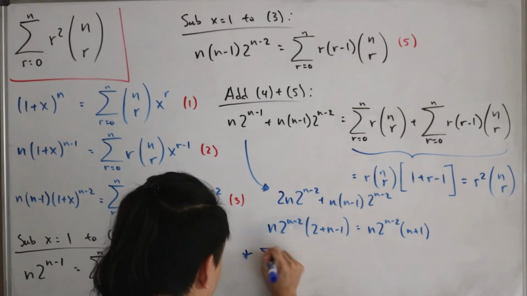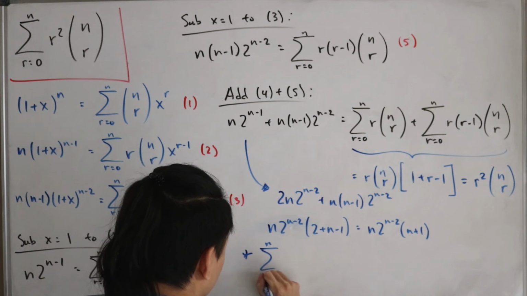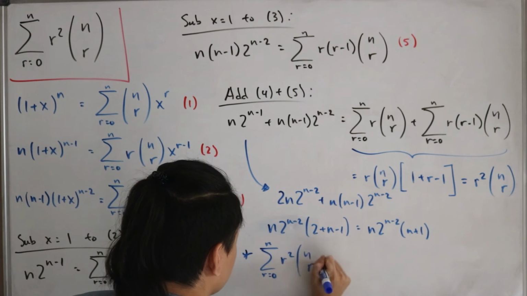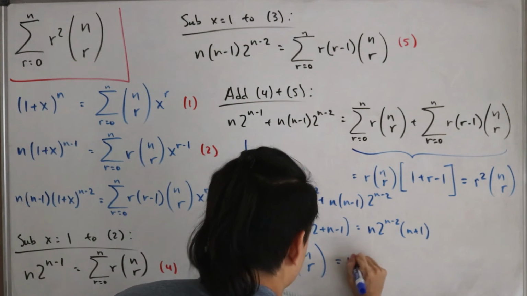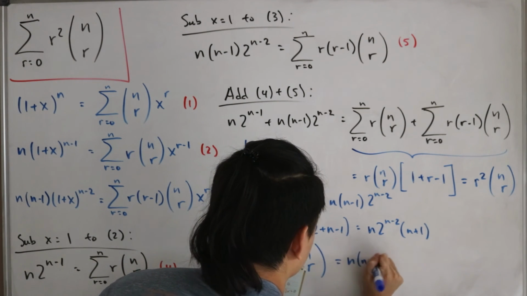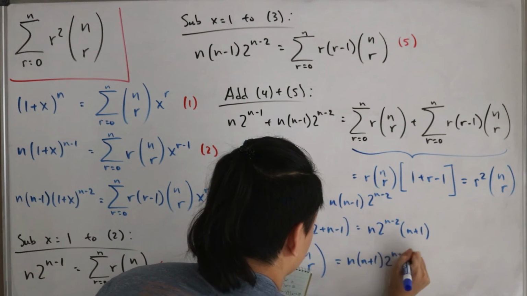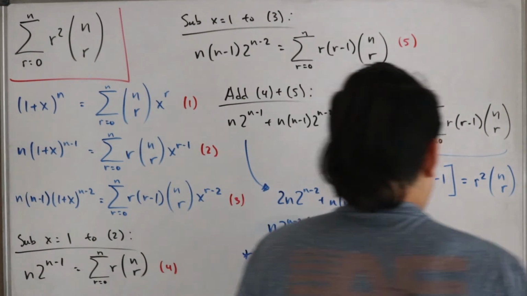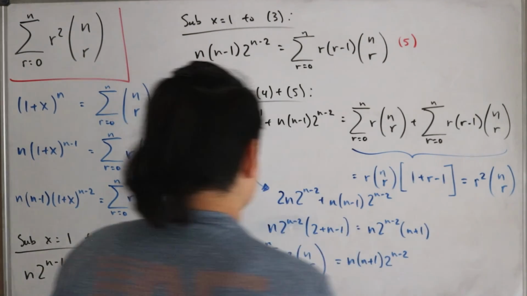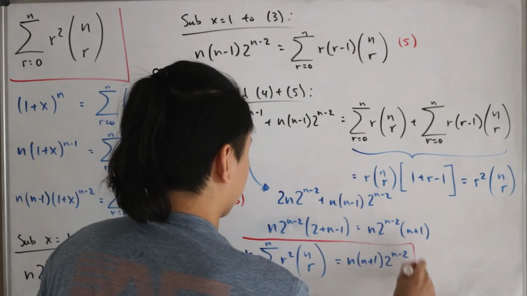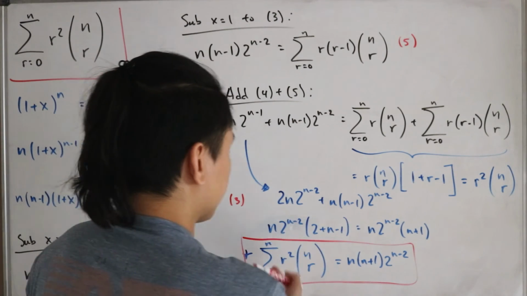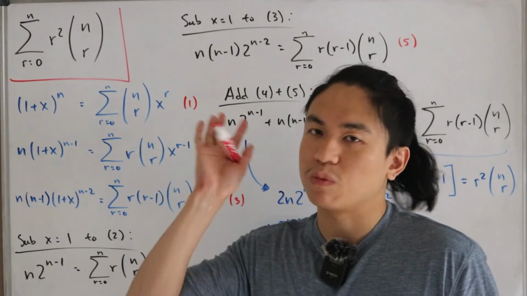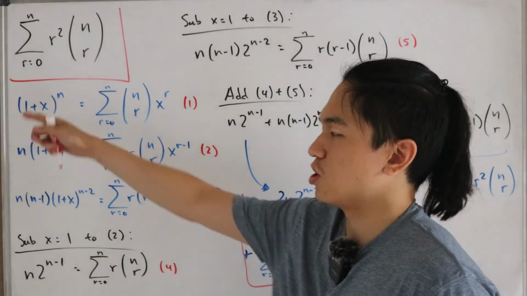Therefore, the sum from r equals 0 to n of r squared times n choose r is simply equal to n times n plus 1 times 2 to the power n minus 2. That completes it. And for any natural number n, it's going to verify for all cases. Everything we did started from just the simple binomial theorem with this little formula over here.